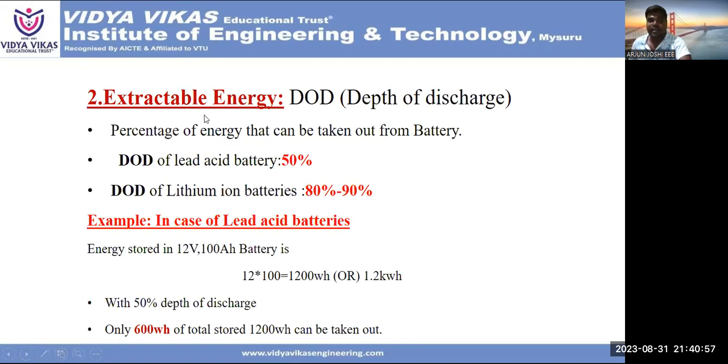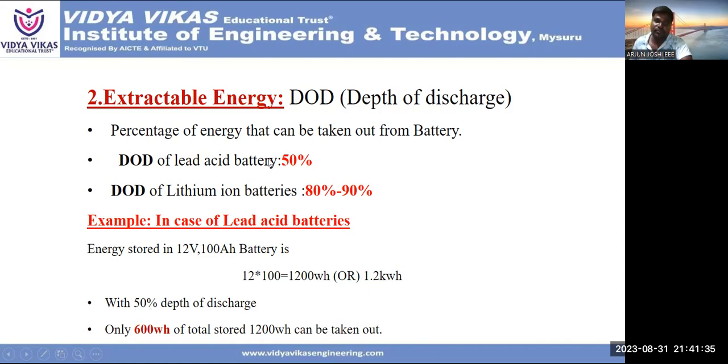Extractable energy. What do you mean by extractable energy? Very simple, that is depth of discharge: the percentage of energy that can be taken from our battery. Depth of discharge of a lead acid battery is 50%. Depth of discharge of lithium ion batteries is more, 80 to 90%. For example, in a lead acid battery, the energy stored in a 12 volt, 100 ampere hour battery is 12 into 100, that is 1200 watt hour or 1.2 kilowatt hour, with 50 percent depth of discharge.